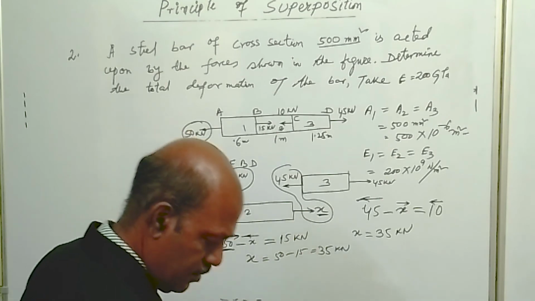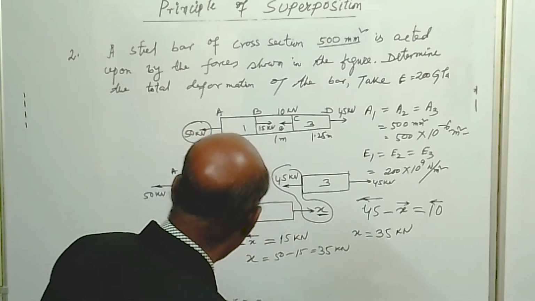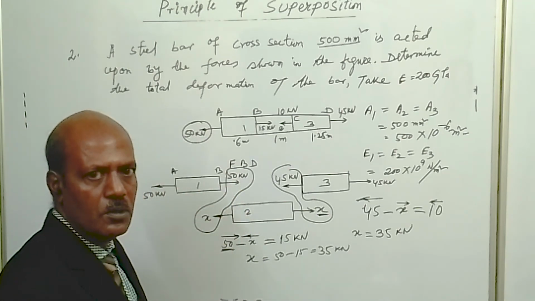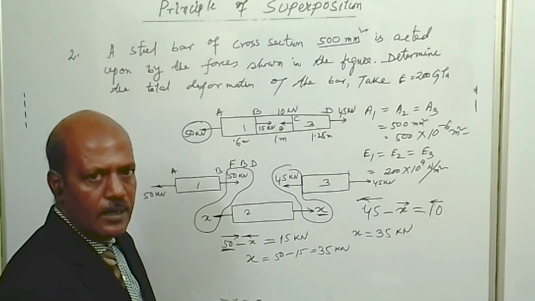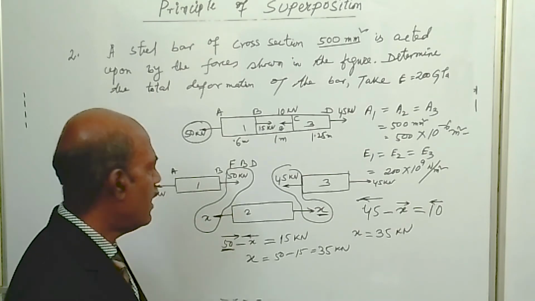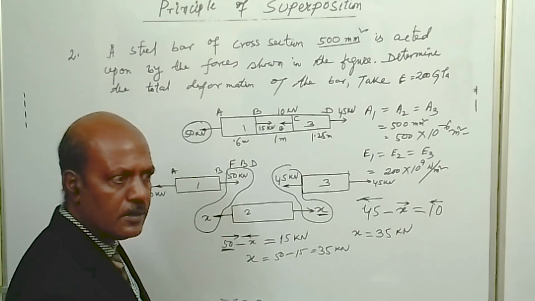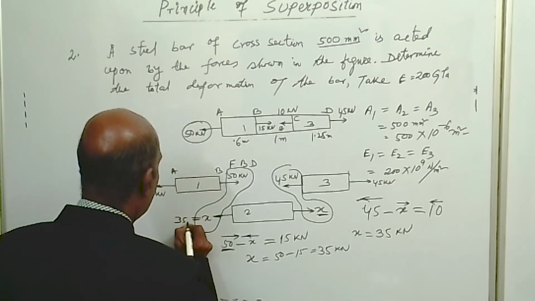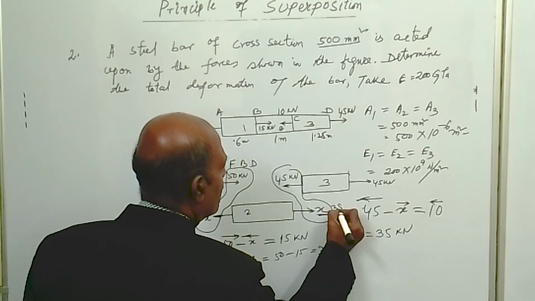So that means we have got segment 1 under 50 kilonewton load, the nature of load is tensile. Segment 2 is under tensile load, the magnitude is 35 kilonewton, and segment 3 is also under tensile load, whose value is 45 kilonewton.